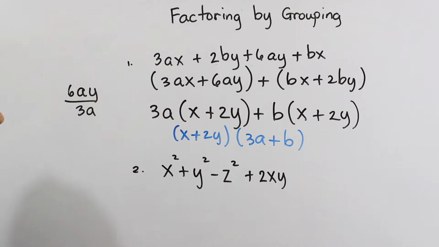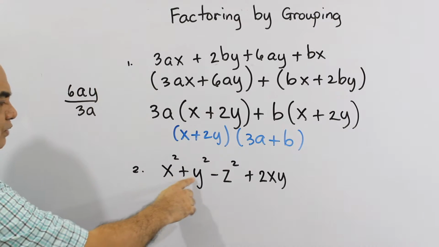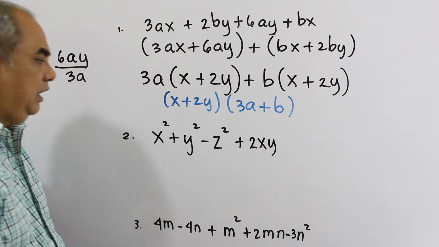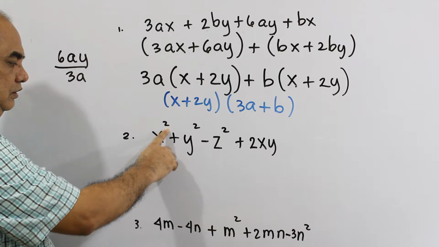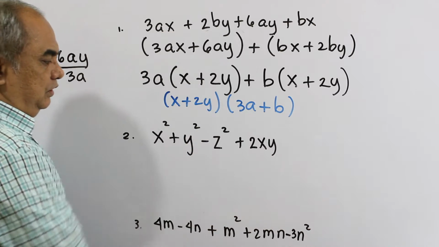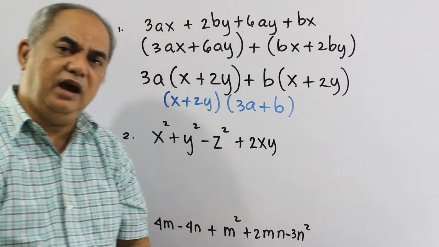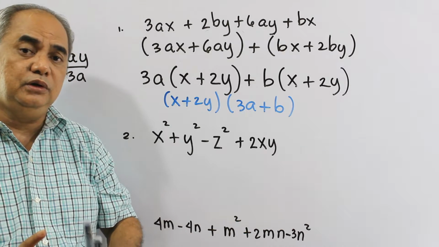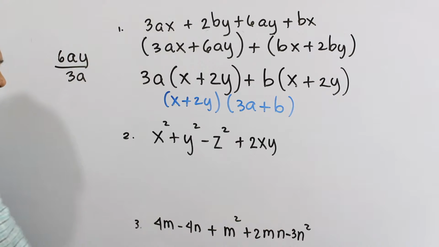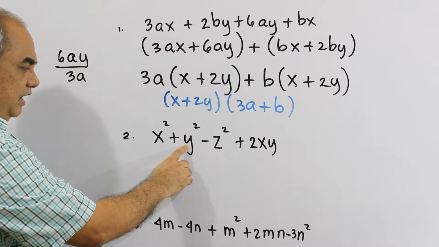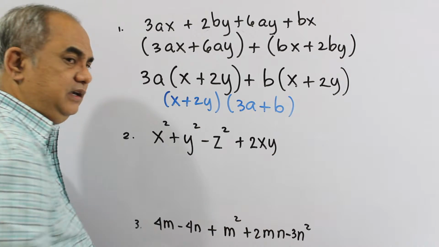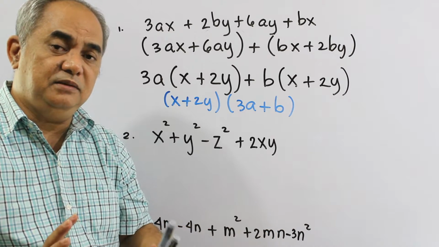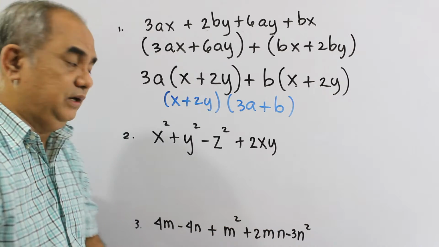Okay, so for the next example, for number 2, we have an expression like x squared plus y squared minus z squared plus 2xy. At first, this expression looks confusing as to how we're going to group them. But obviously, this x squared plus y squared together with 2xy can be a group of trinomial that can be factored using perfect trinomial square.